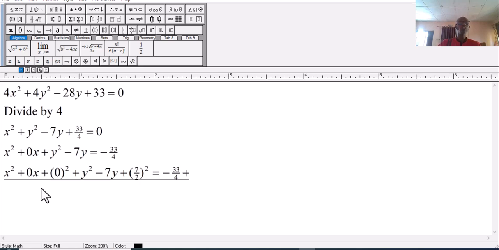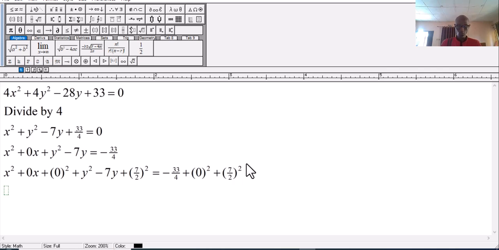Now we have added some strangers here. We have added this and we have added this. So invariably we must do that to the other side too. Whatever we have added here, we must also add to this side, so that the question is not altered. This 0 squared will cancel this 0 squared. This 7 over 2 all squared will cancel this 7 over 2 all squared. So the equation remains as it were.